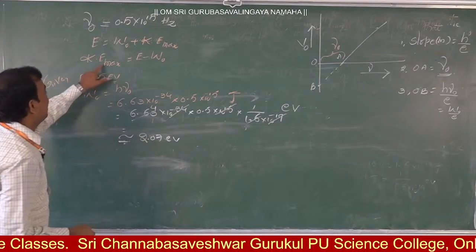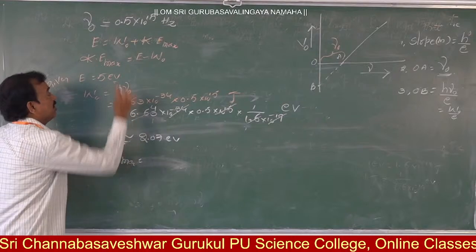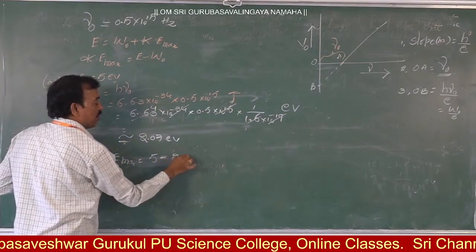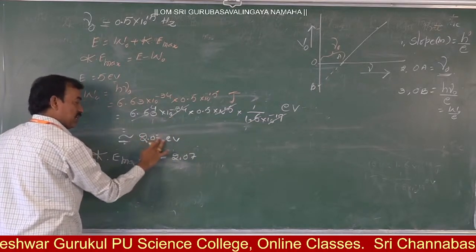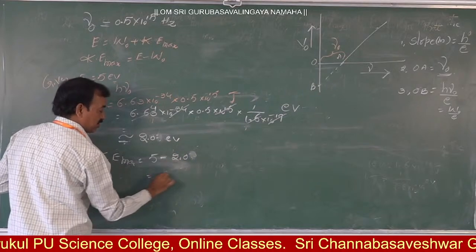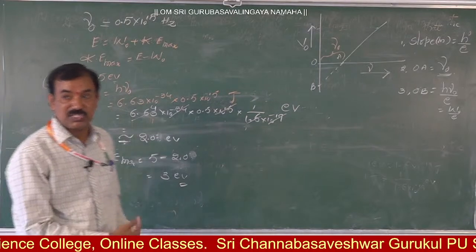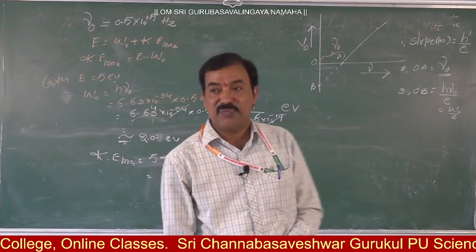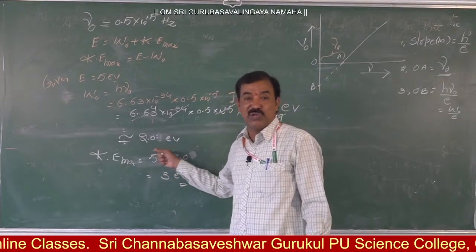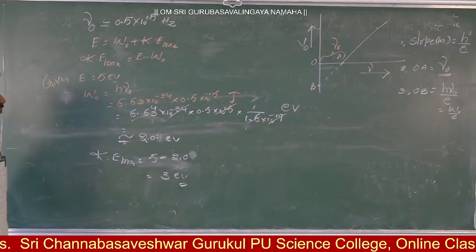So what is the equation here? This KE max is equal to E minus W. E is equal to 5, and this one is equal to 2.07, or nearly 2. So this is equal to 3 electron volt. Options are given as 3, 4, 5, 6 something over here. So we need nearly the value here, no need of the exact value. Just nearly 2 electron volt.